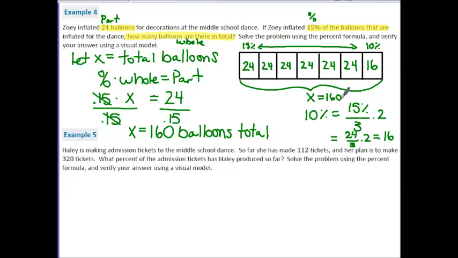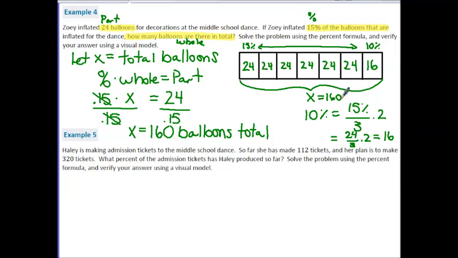Example 5 says Haley is making admission tickets to the middle school dance. So far, she has made 112 tickets. Her plan is to make 320 tickets. What percent of the admission tickets has Haley produced so far? Solve the problem using the percent formula and verify your answer using a visual model.